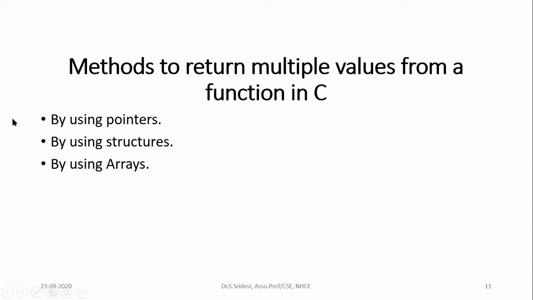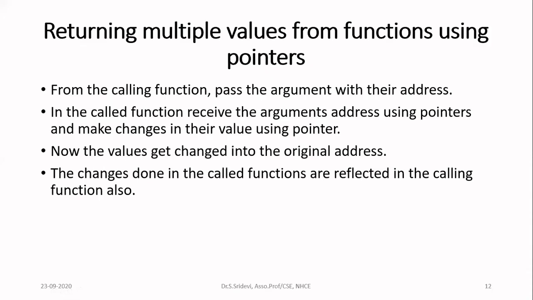In this class, we are going to focus on the first method, using pointers. So you can return multiple values from a function, but not directly. By using the concept of pointers, you can return them. That we will see now. So how do we do that? If I want to return multiple values from the function using pointers, what are all the steps I have to follow? The first step is, when you call the function, in the calling function, you pass the argument with address.